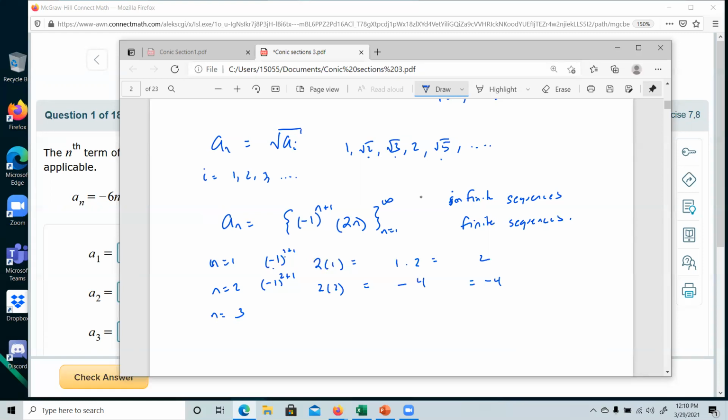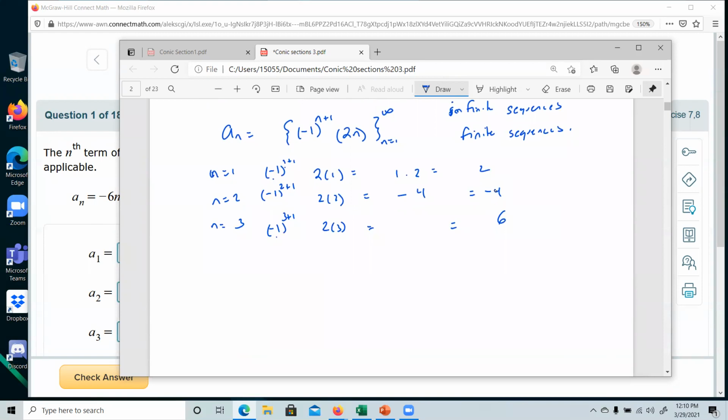Okay, n is equal to 3, we get negative 1 raised to the 3 plus 1, and times 2 times 3. That's going to be an even power, right? 3 plus 1 is 4, so negative 1 raised to the 4th power is going to be positive, so we're just going to end up with 2 times 3, which is 6. And I think after that, people could probably pick up, it's 2, negative 4, 6, negative 8, 10, etc. Okay. You have to be careful.